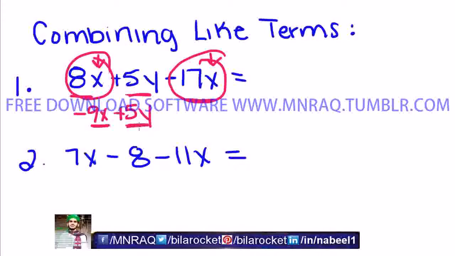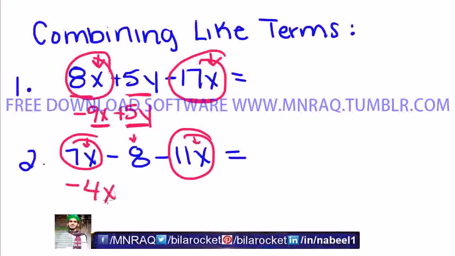We're going to do the same thing with this one. This has an x, this has an x, this is just a constant, so we're going to combine these. 7x plus negative 11 gives me negative 4x and then minus 8.